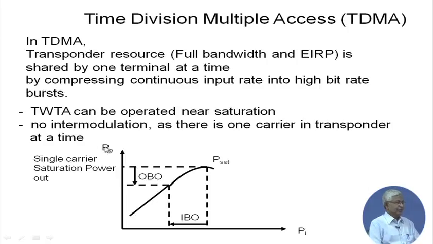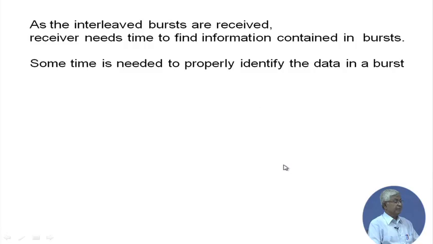In TDMA we were saying that a single carrier, a single user, is given the full resource of the transponder, that is, in terms of bandwidth and power. You can operate in the saturating region, and therefore use the maximum power, whereas in the case of FDMA you have to operate in the linear region because multiple carriers are there, and operating in the nonlinear region will generate spurious signals. So that is one of the biggest advantages of TDMA.